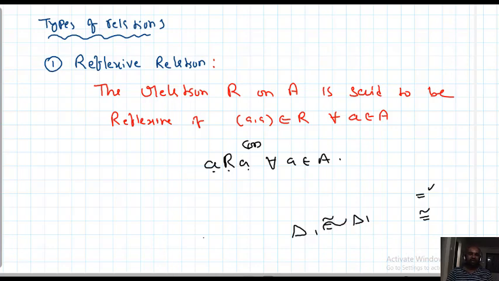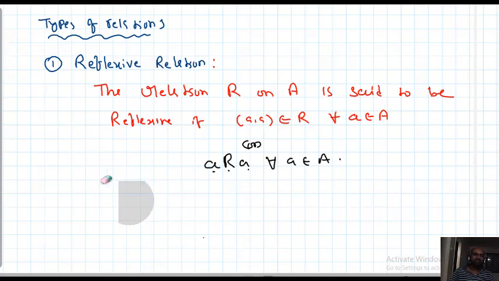Okay. You write similarity. Triangle 1 is similar to triangle 1. Every triangle is similar to itself. That's why similarity is also a reflexive relation. Okay students, observe here. Set A is given. In between them, a proper subset is written. A is a subset of A. That is a true statement only, no? That's why subset is also a reflexive relation.